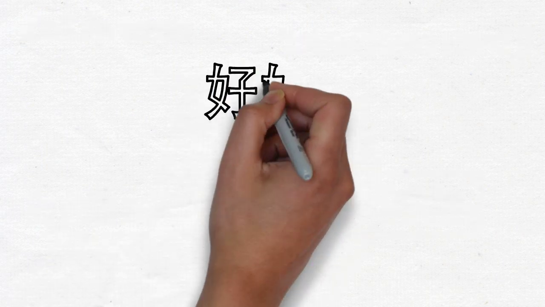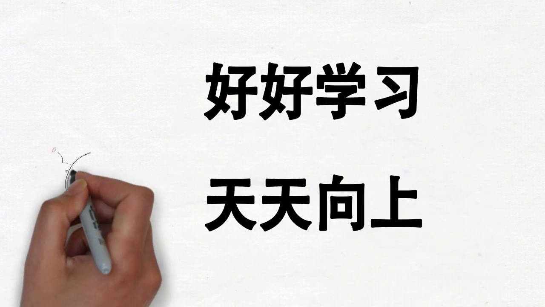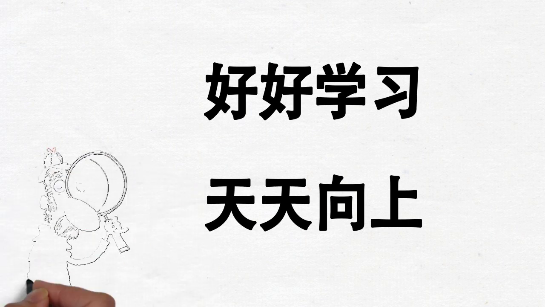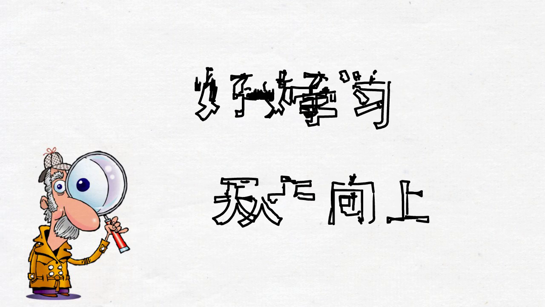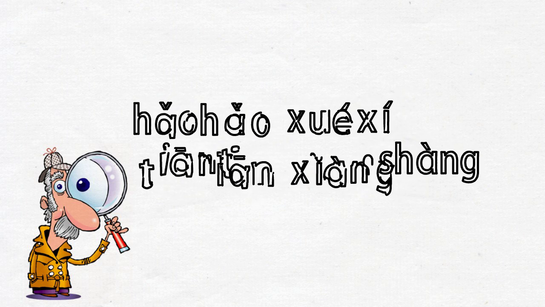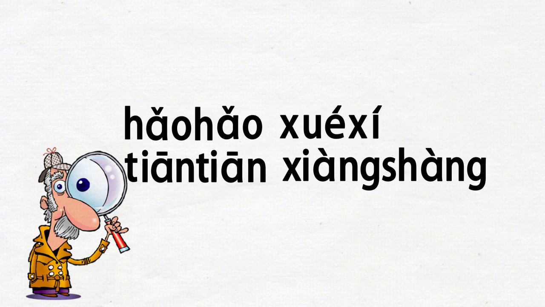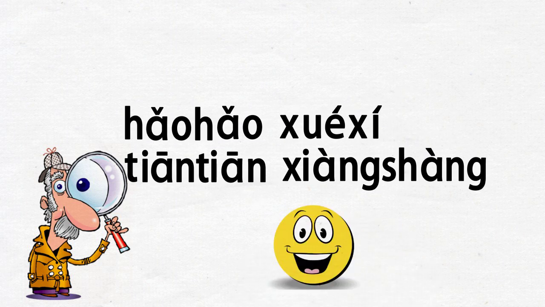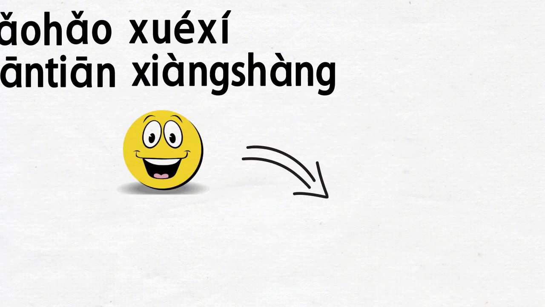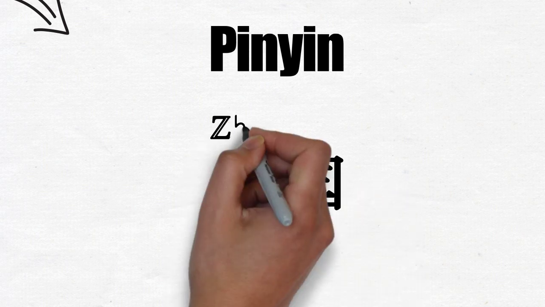Let's have a closer look at what the Chinese language really looks like. Looks pretty complicated, doesn't it? But what if we convert all those characters to their sounds first? Right, that already looks more familiar. This system of converting characters into alphabetical spelling is called pinyin, and it tells how to pronounce each character.